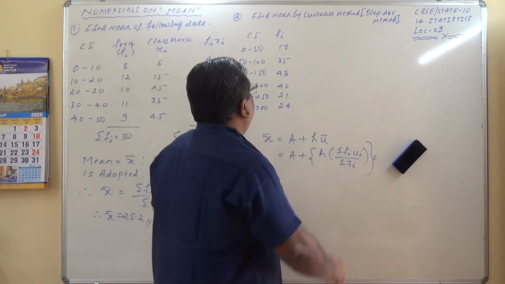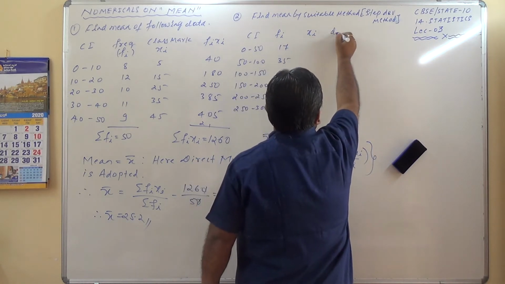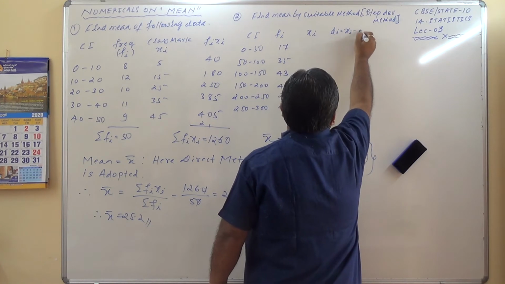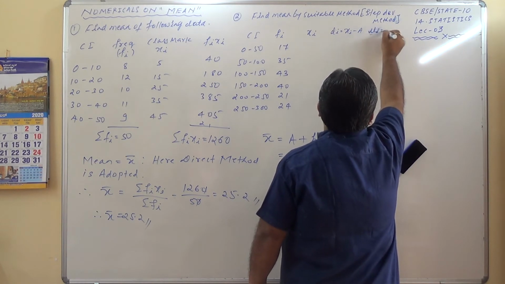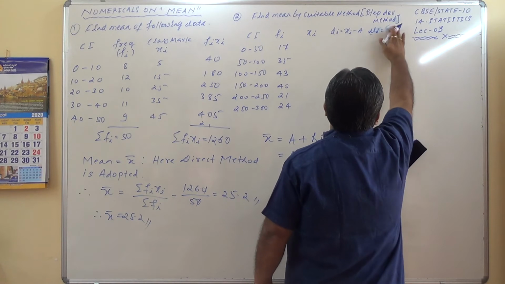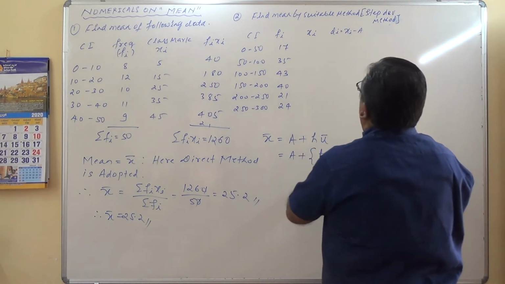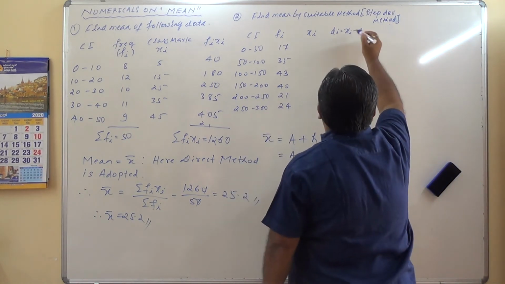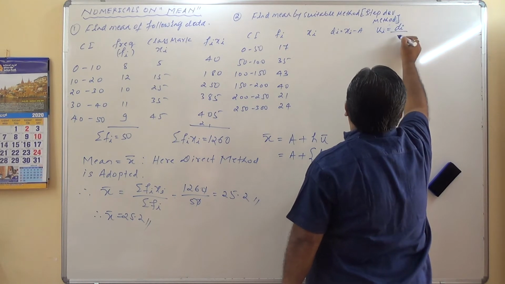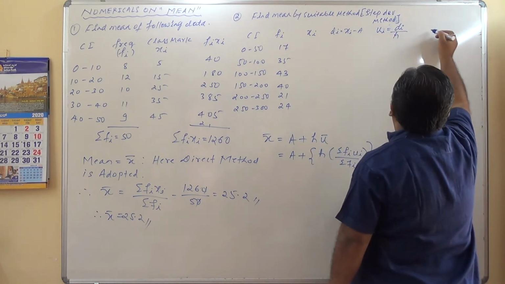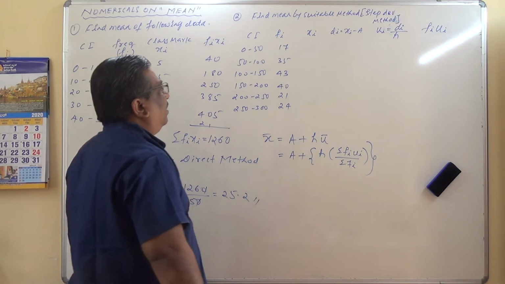So how many columns are required? I require the class mark xi, then I require the deviation di, which is xi minus a, and then ui, which is equal to di divided by h, where h is the class width, and finally I require fi into ui. Is that clear? So these are the columns which I require.